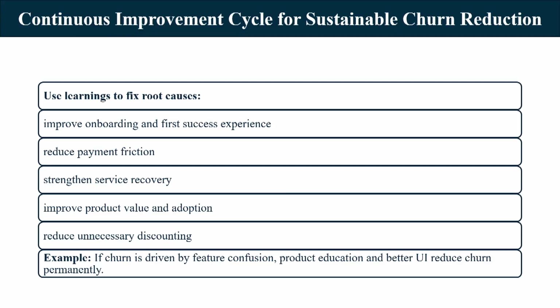Example, forecast shows high churn risk in the renewal month. So, customer success headcount is increased temporarily, right. So, basically forecasting the churn impact is also a cost benefit analysis based on the predicted values. Now we will look into this continuous improvement cycle for sustainable churn reduction.